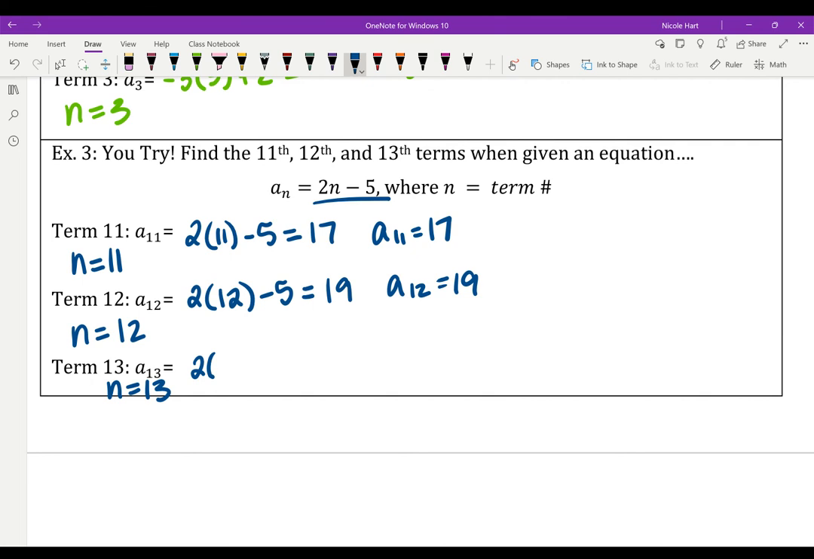And then our n turns into 13. 2 times 13 is 26. Minus 5 is 21. So a sub 13 is 21. So we have 17, 19, and 21 as our 11th, 12th, and 13th terms.